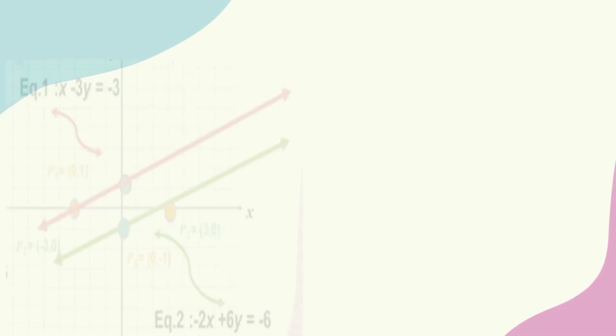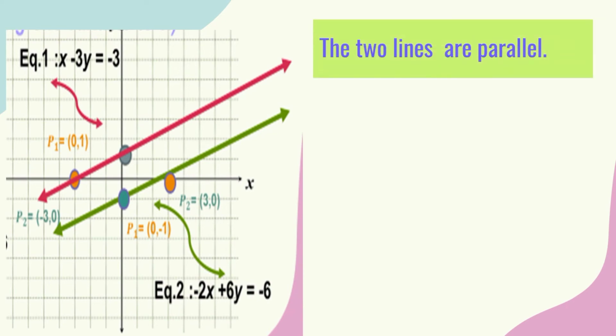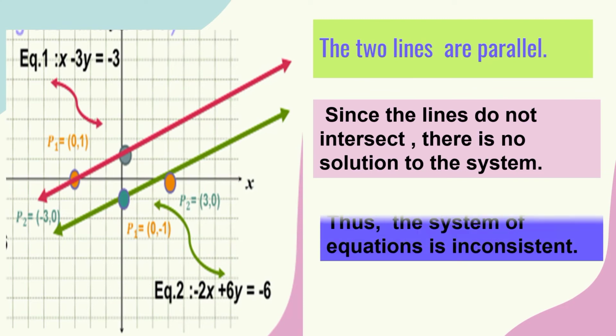Okay, once again, take a look at the graph. The two lines are parallel. Since the lines do not intersect, there is no solution to the system. Thus, the system of equations is inconsistent.